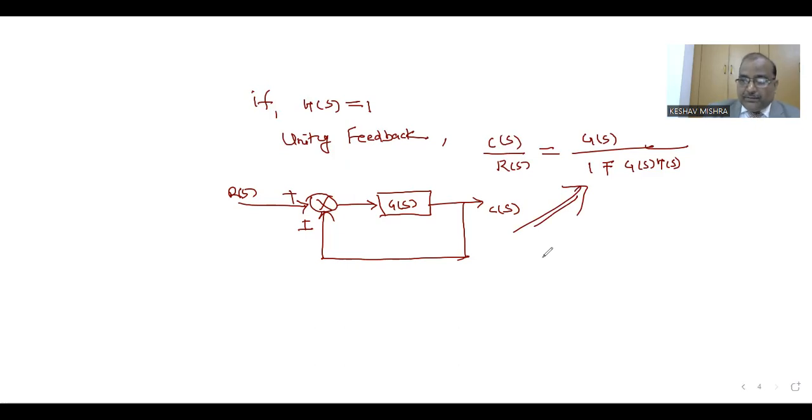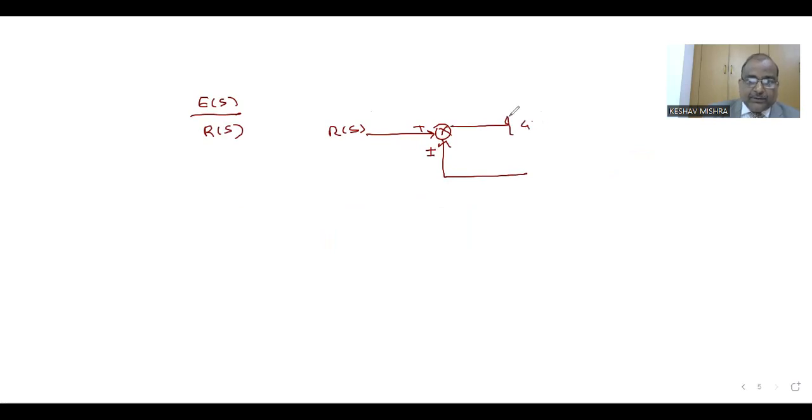We can also find the ratio of E(s) upon R(s) in this closed loop control system. This R(s) is given. The summing point is here, plus or minus. This is the second input, coming from the feedback path. This is the forward part transfer function G(s). Output is C(s). This is H(s).